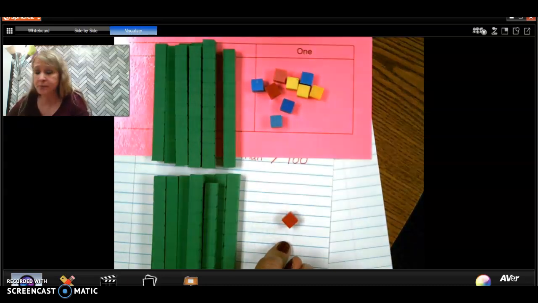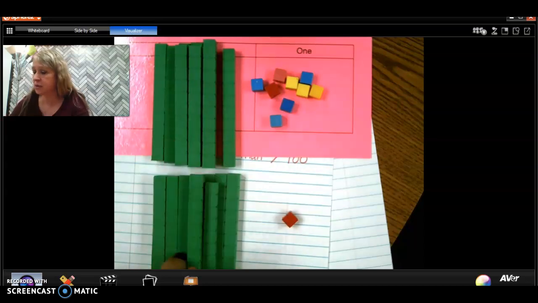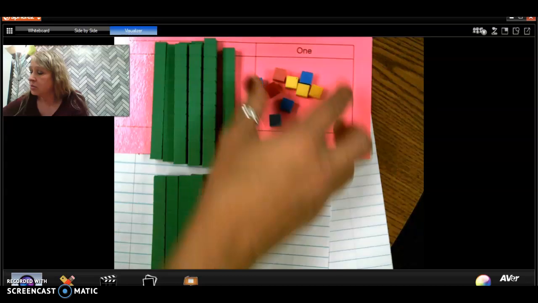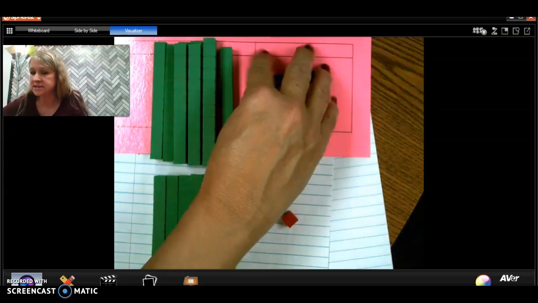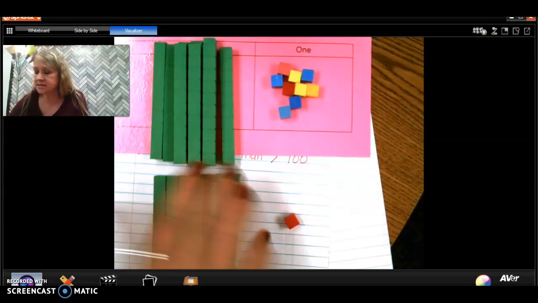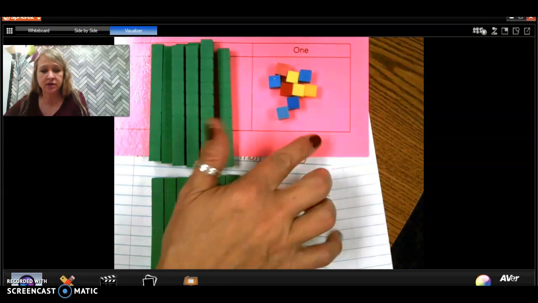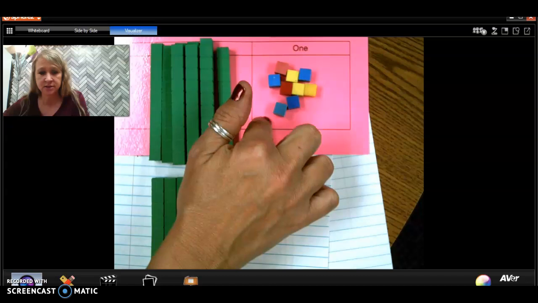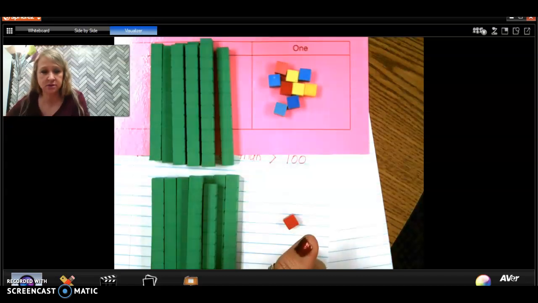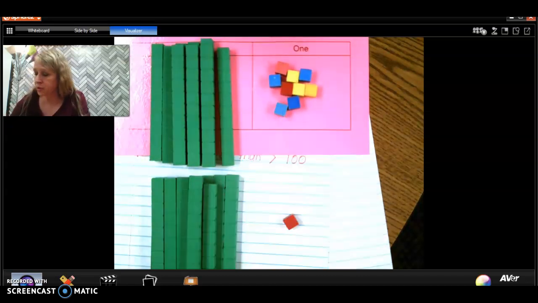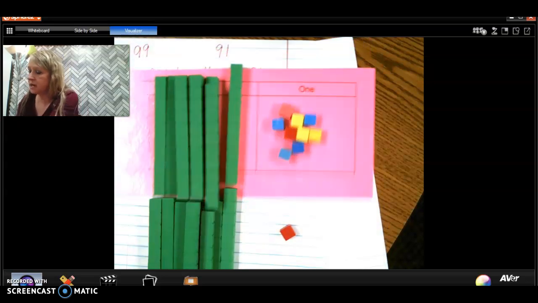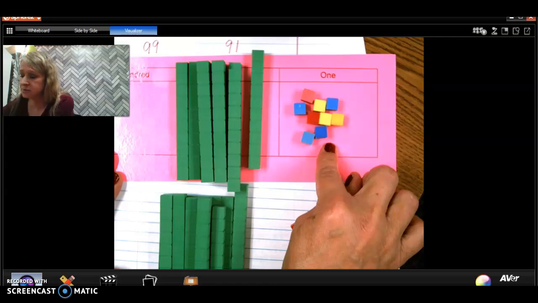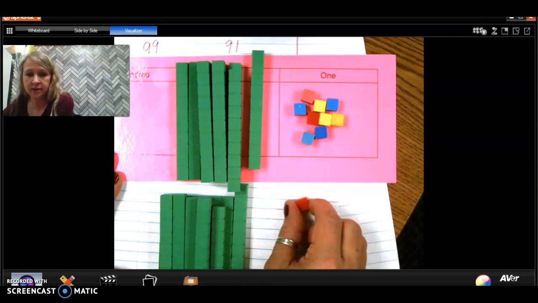And same would be the tens. They both have 9 tens. That's how they are the same. But this one has more ones. Since the 9s are the same, we look at the ones. Which one has more? This one or this one? The top one. Angie has more. That's right, because we know that 9 is more than 1.